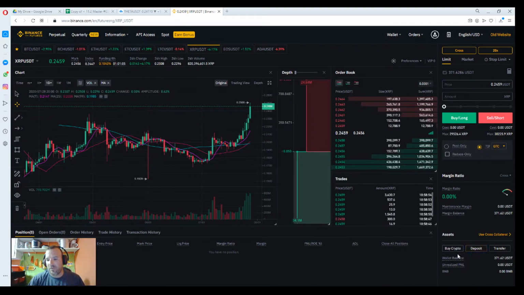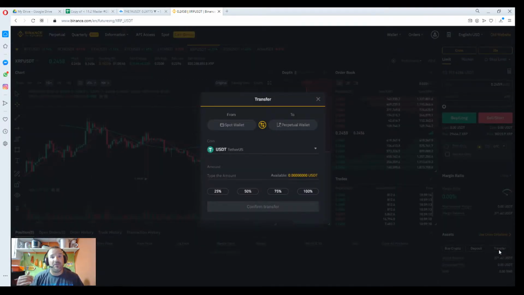On the corner down here is where we do that. Right down here in the corner, we have buy crypto. You can add to this wallet with cash if you want. You can deposit it from another wallet like Binance US or Uphold, or you can transfer it. Okay, that's what I usually do, I transfer from my spot wallet to my futures wallet. Okay, right now you see I have 371 US in here. I pulled some out because I made a good trade the other day.